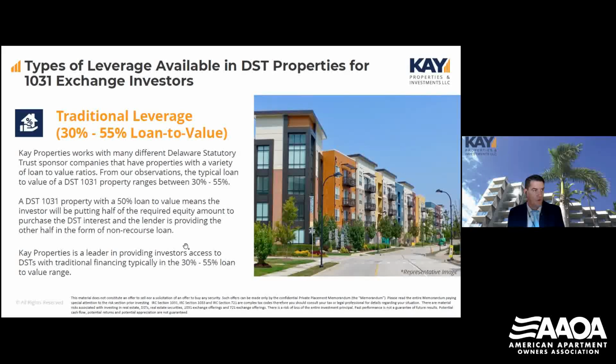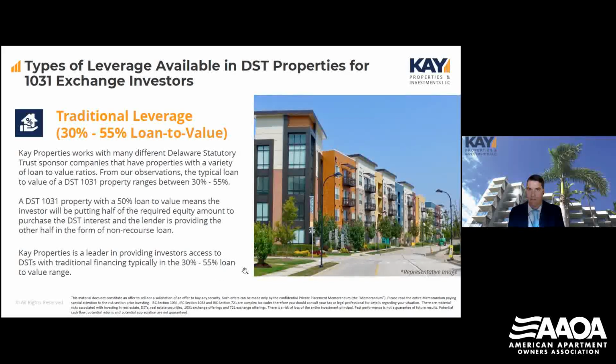A DST 1031 property with a 50% loan to value means that the investors will be putting in half of the required equity amount to purchase the DST interest, and the lender is providing the other half in the form of a non-recourse loan. K Property is a leader in providing investors access to DSTs with additional financing, typically in the 30 to 55% loan to value range.